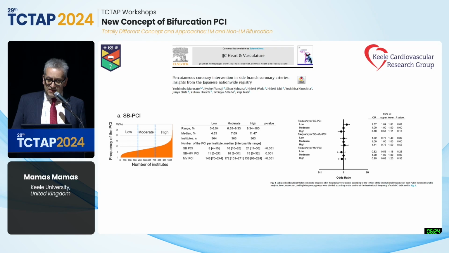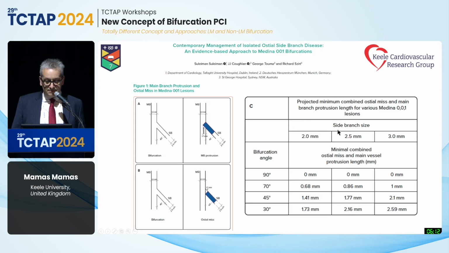We also see that perhaps experience may factor into this. Those that do very little side branch PCI have much worse outcomes than centers that do much higher levels of side branch PCI.